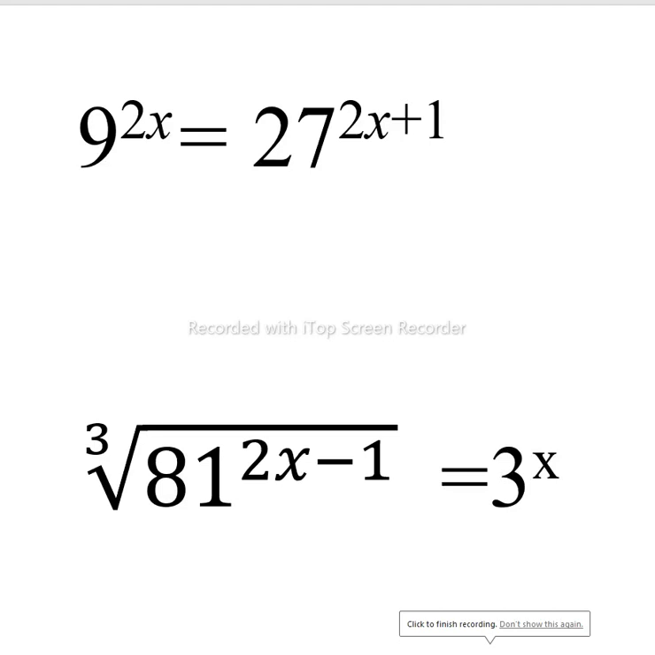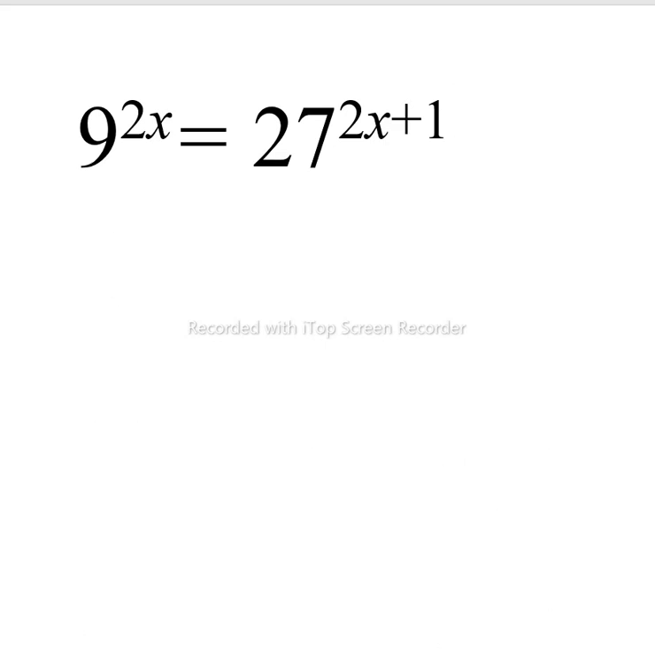Okay, today we will see these two equations. We will try to solve for the value of x. We start from the first equation here: 9 to the power of 2x is equal to 27 to the power of 2x plus 1. This is the first equation.